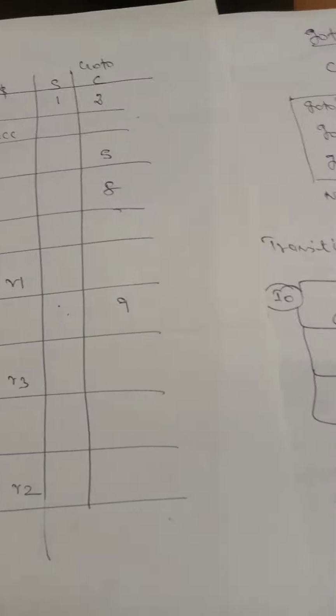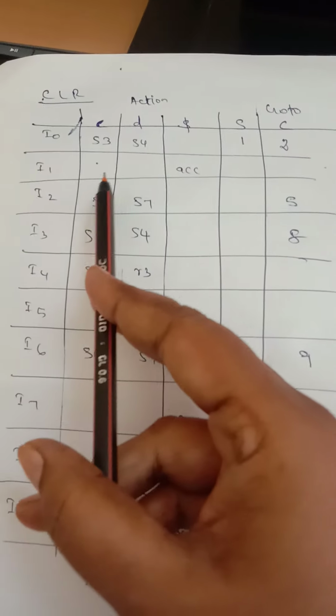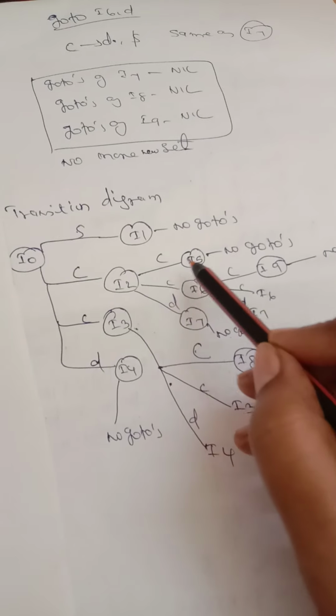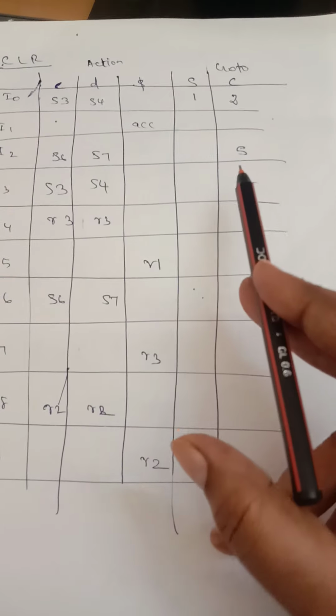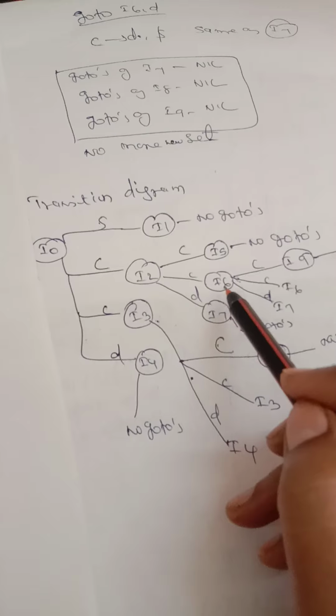Okay, next I1. What's the I1 value? I1 has no go-tos. Okay, next I2 comma capital C equal to what? I5. So in I2, capital C equal to 5.